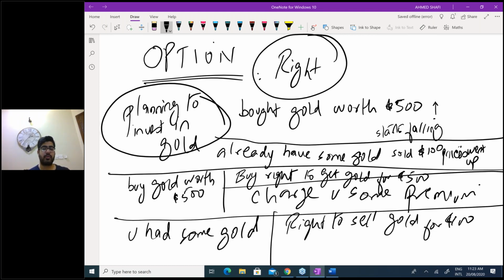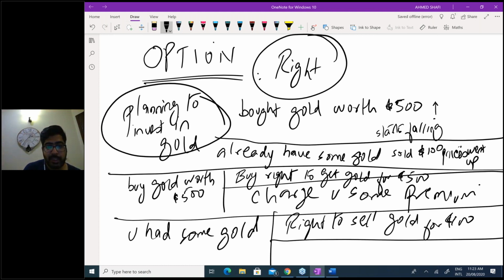You sold gold for $100 and the prices go up, you can't do anything. You just took the right to sell gold for $100. If the prices increase, leave that right. Sell it in the open market for 400. But if the prices fell, you have the right to sell gold for 100, exercise that right. The person offering you this right won't give it to you for free. He will charge some premium.